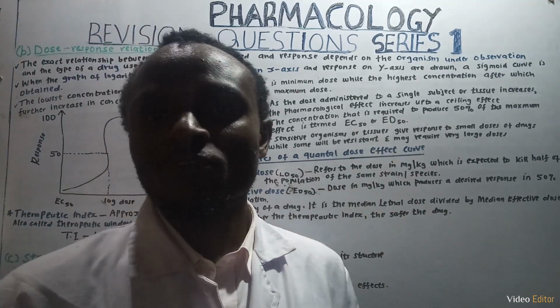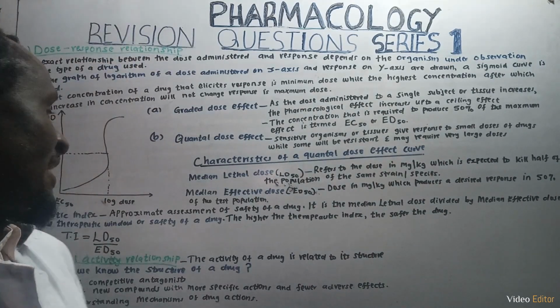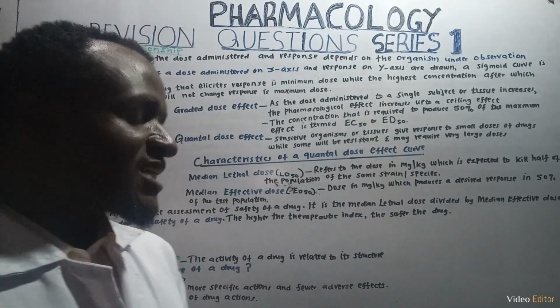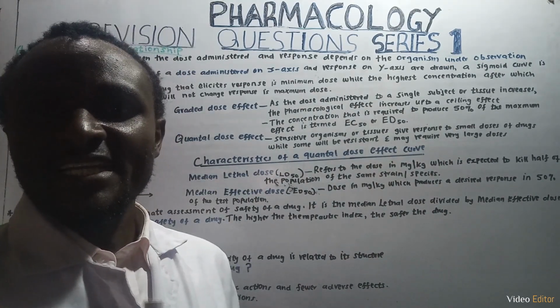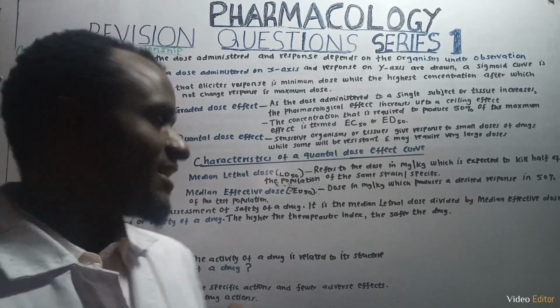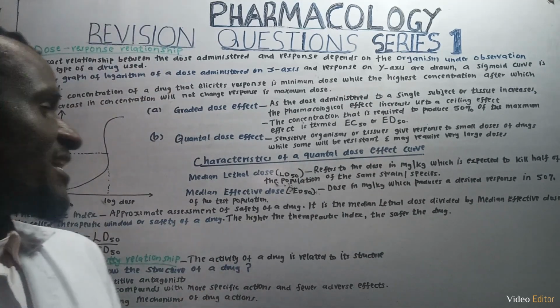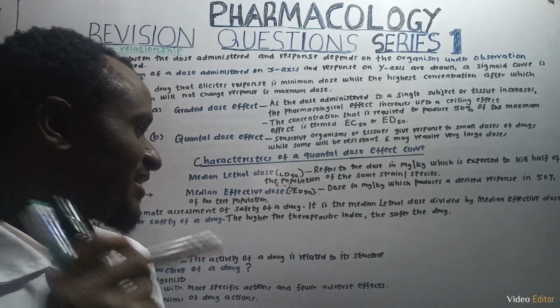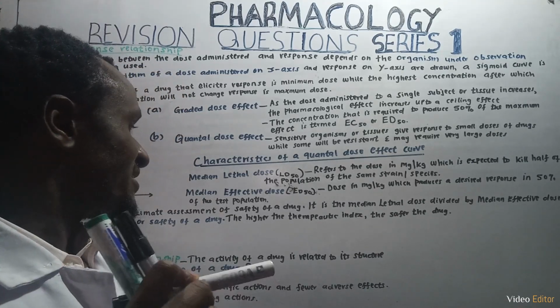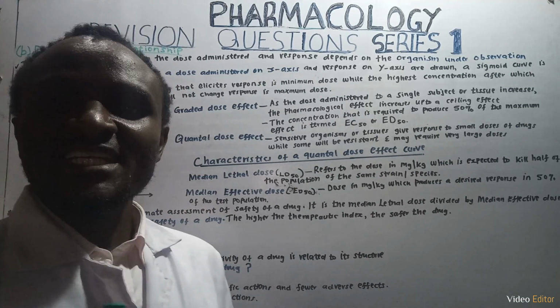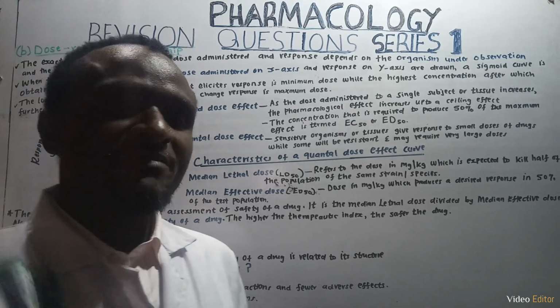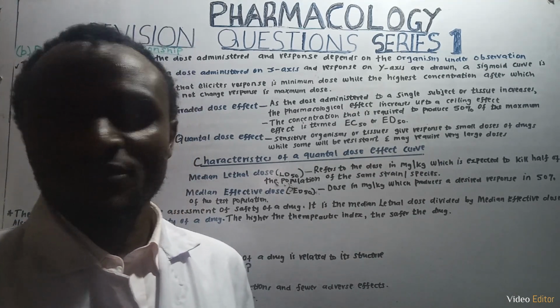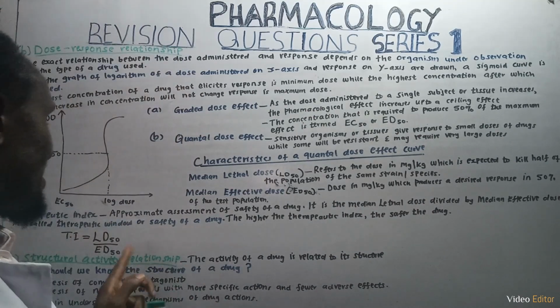Then we have something else that you are also supposed to know, which is therapeutic index. So what is therapeutic index of a drug? It's the approximate assessment of the safety of a drug. It is the median lethal dose divided by median effective dose. So we can write it as LD50 divided by ED50.